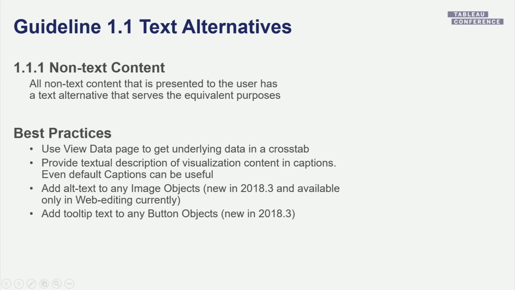So first, guideline 1.1 is about text alternatives. This says that any non-textual content on a web page or in a dashboard needs to have a textual alternative that performs the same function. This is for compatibility with assistive technology, so that assistive technology can access that textual description and then either display it, like on a Braille display, or read it over a screen reader. This is key for the perceivable principle.